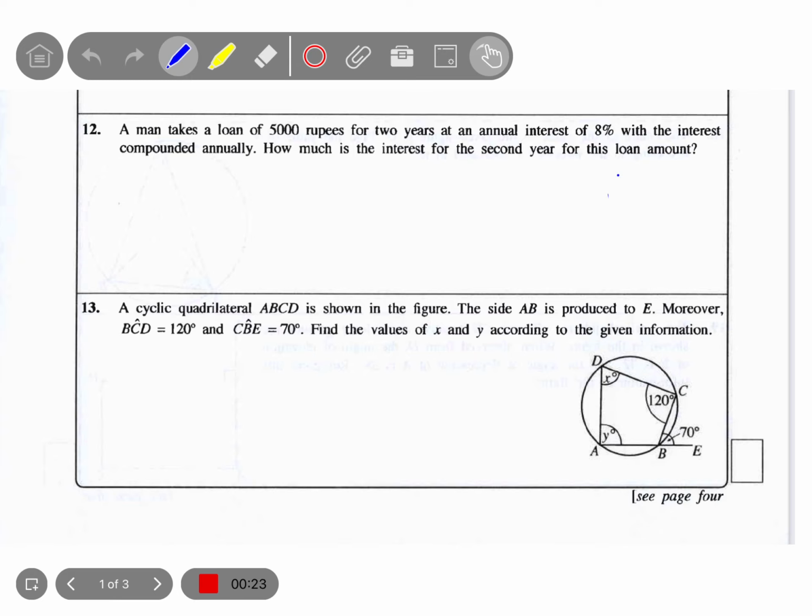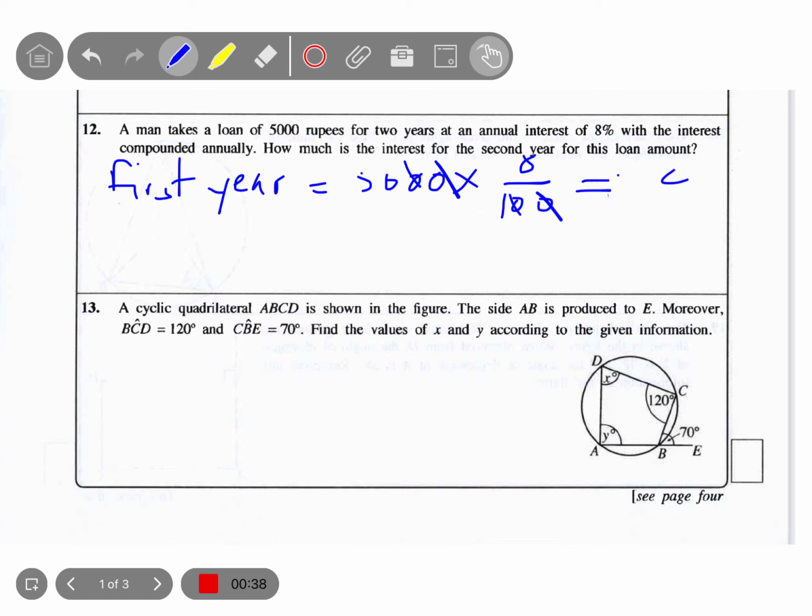So we can say for the first year the interest is 5,000 times 8%. 8%, you can write it this way. So we can take this off. 50 times 8 is 400, right? So at the end of the first year, the total amount due is 5,400.